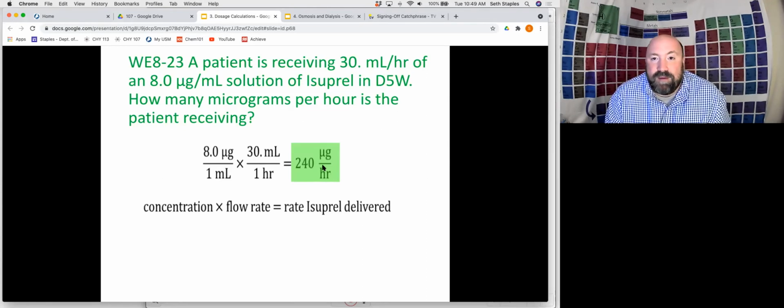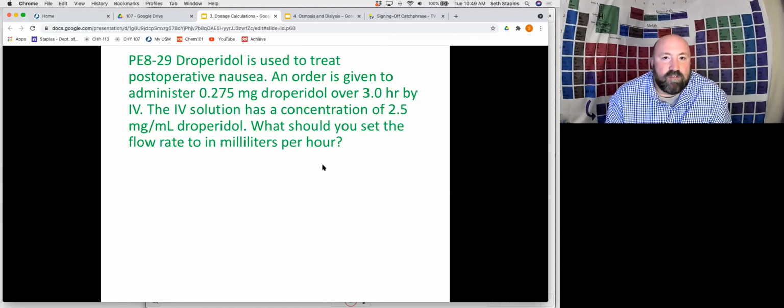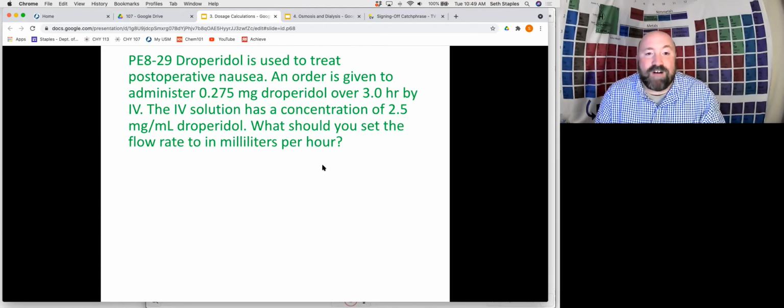And so if we're giving a patient 30 milliliters per hour of an 8 microgram per milliliter solution, they're receiving 240 micrograms of their medication every hour. Another example here, droperidol, a medication used to treat post-op nausea. So we have an order here given to administer 0.275 milligrams over 3 hours. The solution has a concentration of 2.5 milligrams per milliliter. So now you need to know where you need to set your flow rate.